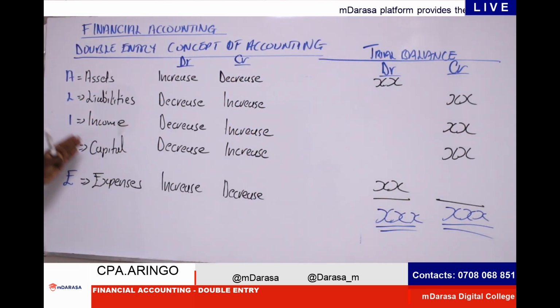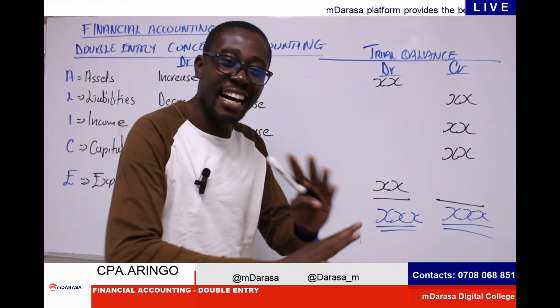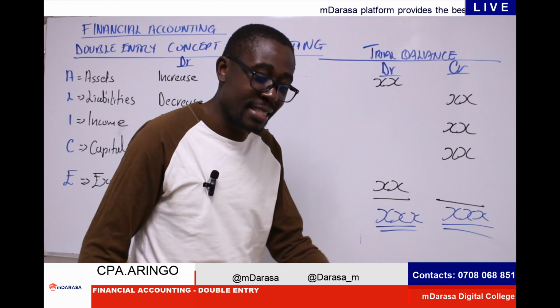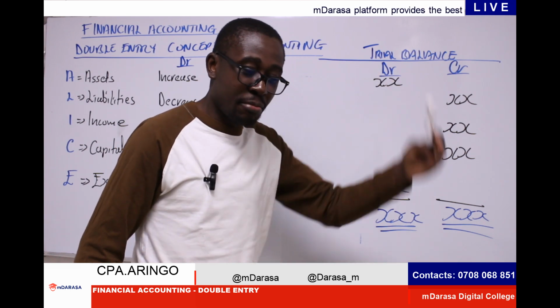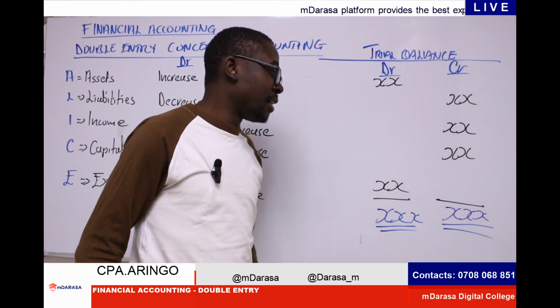So this is a simple concept of double entry. There's nothing hard about double entry. This is a basic, simple concept. Just remember who? ALICE. Just remember ALICE.